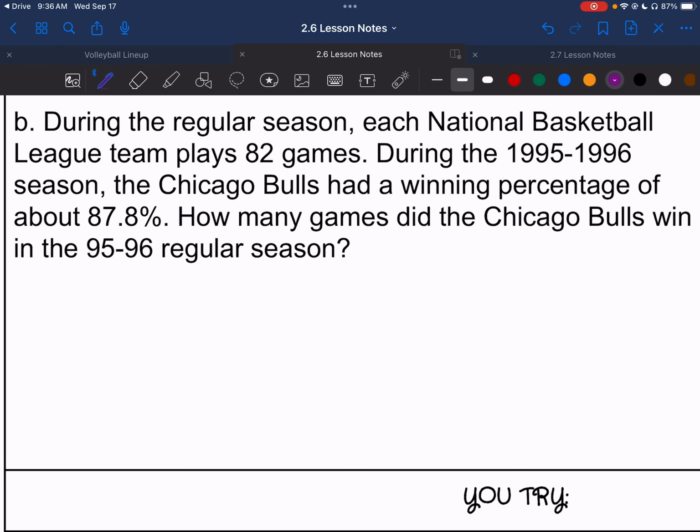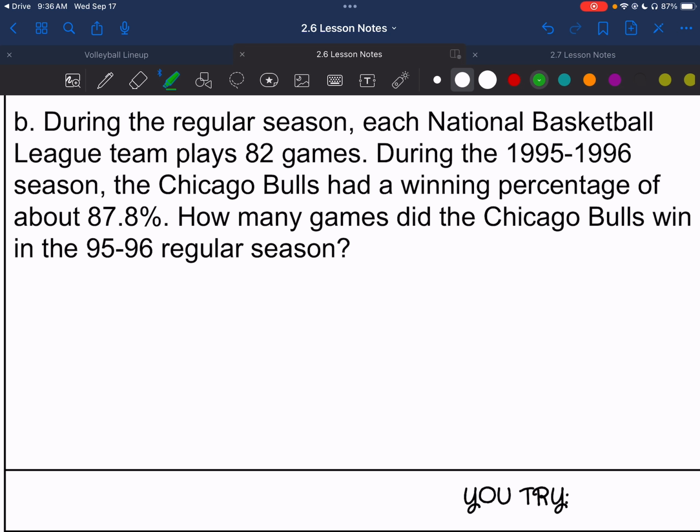During the regular season, each NBA team, each National Basketball League team, plays 82 games. During the 1995-1996 season, the Chicago Bulls had a winning percentage of about 87.8%. How many games did the Chicago Bulls win in the 95-96 regular season?